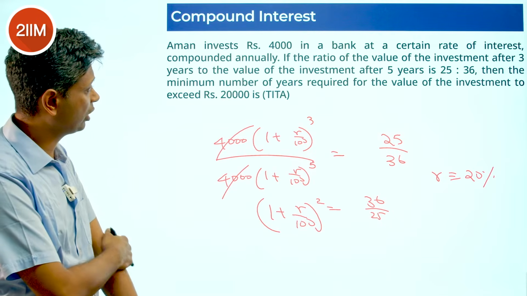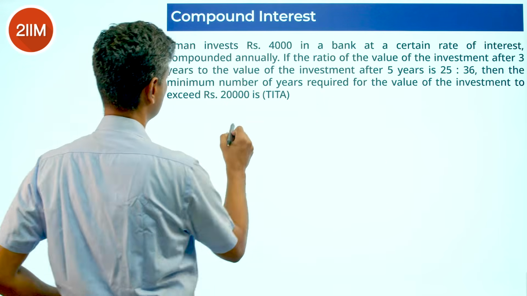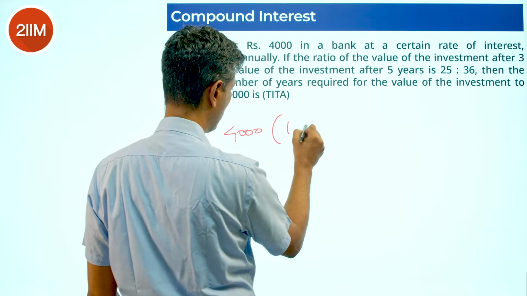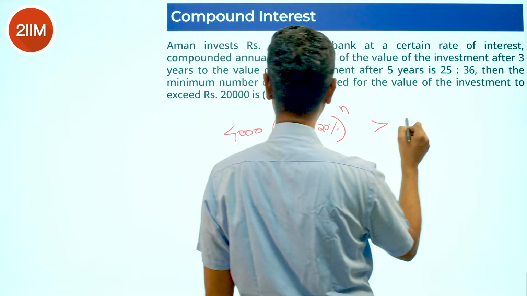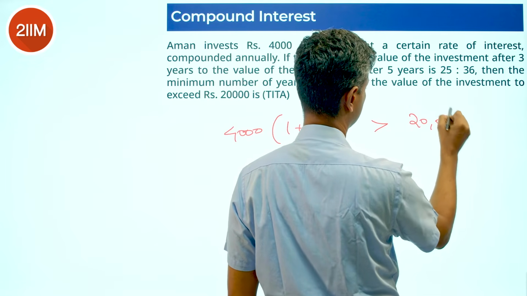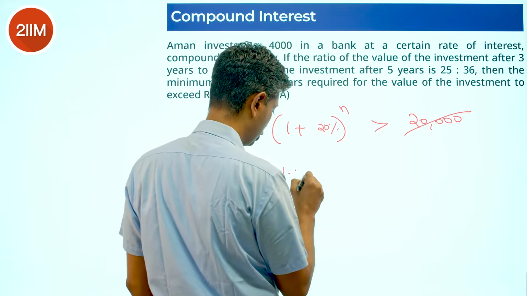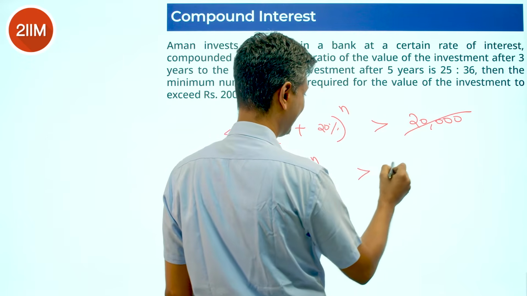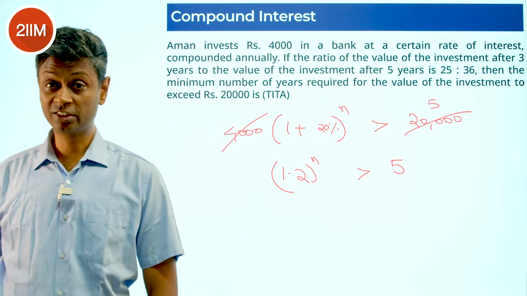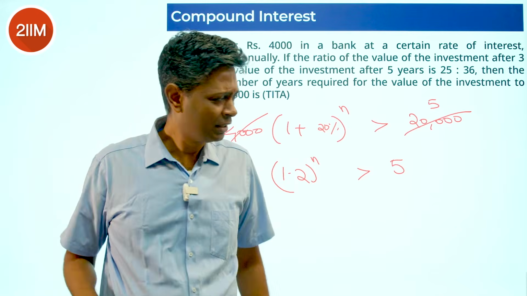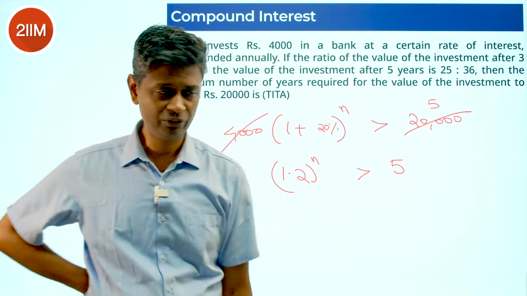The minimum number of years required for the value of investment to exceed 20,000. Pain in the neck. So we do 4,000 into 1 plus 20%, 1.2, whole power n should be greater than 20,000. So this goes off as 5. 1.2 whole power n should be greater than 5. The smallest n which works, we've got our answer. It's a pain in the neck because without a calculator this is tough. I'm assuming we have a calculator and we can make life easy.